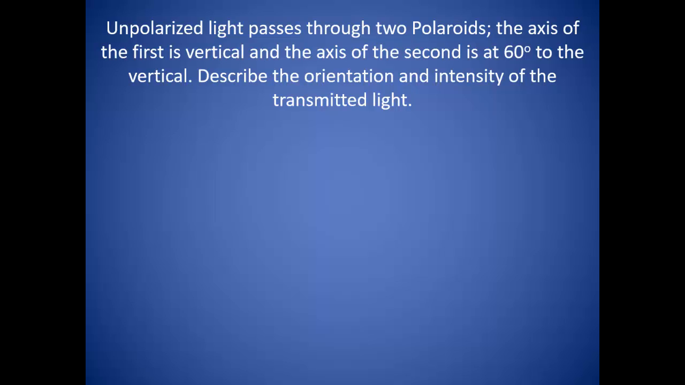So how would we describe the orientation and intensity of the transmitted light if unpolarized light passes through two Polaroids? The axis of the first is vertical, and the axis of the second is at 60 degrees to the vertical. The first Polaroid will absorb half of the original light coming in, and the remaining light will come out plane polarized vertically. When that light passes through the second polarizer, the intensity is further reduced by the squared cosine of the angle, which is 60 degrees.